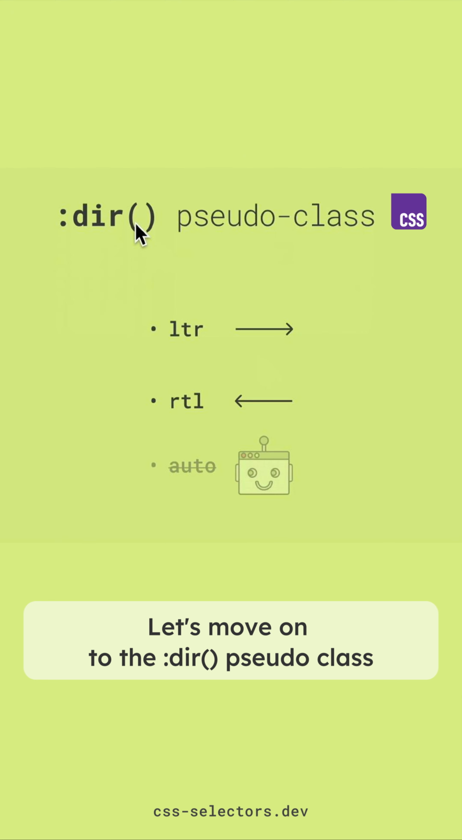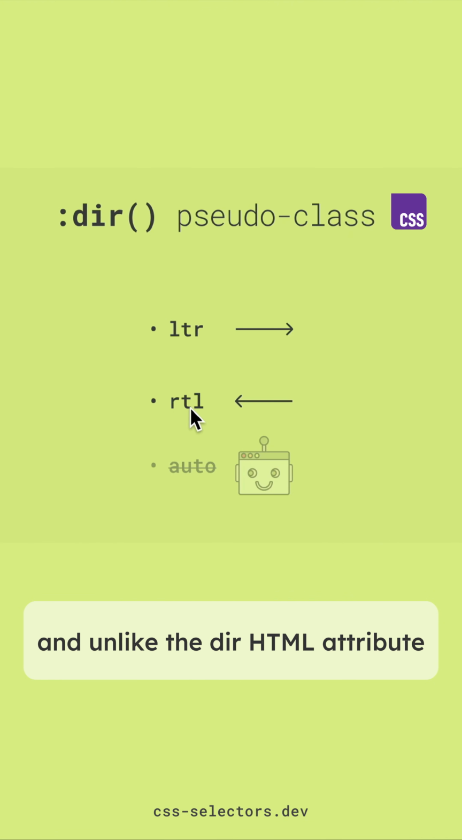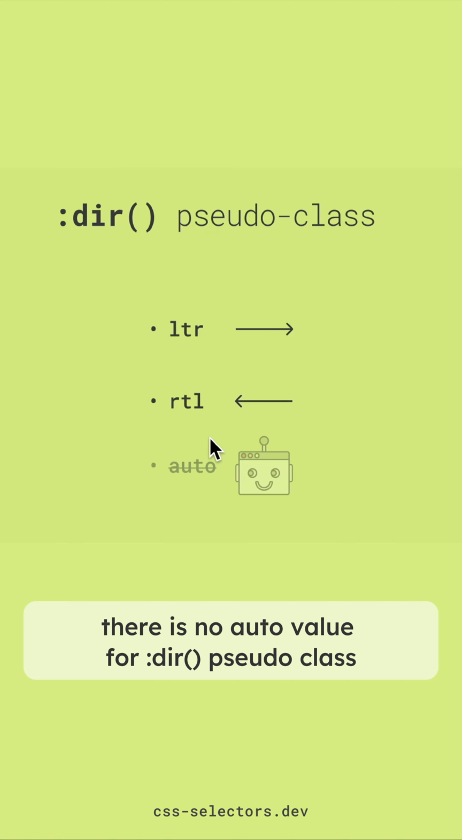Let's move on to the dir pseudoclass. The dir pseudoclass has two values, LTR and RTL. And unlike the dir HTML attribute, there is no auto value for the dir pseudoclass.